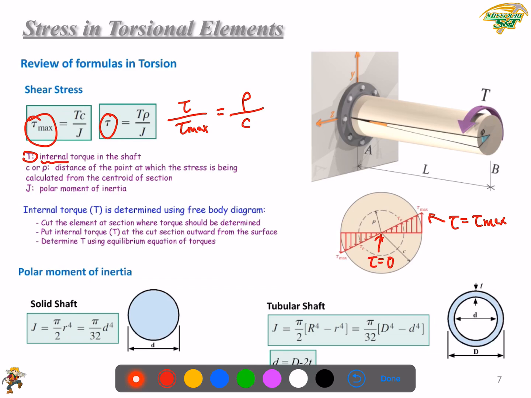So we will only deal with these two cases. You will not be given any square-shaped or rectangular-shaped torsional elements. We will only deal with circles. Okay, for the solid circular shaft, J equals pi over 32 d to the fourth. And for a tubular shaft, you will get pi over 32 times the external diameter to the fourth minus the internal diameter to the fourth.